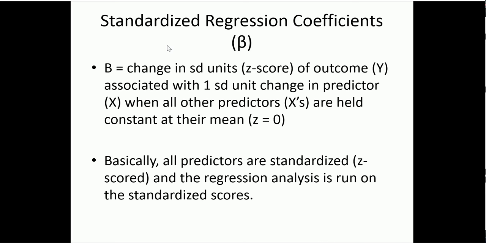So that can sometimes make regression coefficients, if it makes sense to do so, a bit more interpretable and a bit more comparable in situations where it makes sense to do that. So basically, for a standardized regression coefficient, all the predictors are standardized, z-scored, and the regression analysis is run on the standardized scores. Now, you wouldn't actually have to do this. The computer would take care of that for you, but that's basically what's going on behind the scenes, and you interpret everything in terms of standard deviation units. The significance test for the standardized regression coefficient is identical to the significance test for the unstandardized regression coefficient.